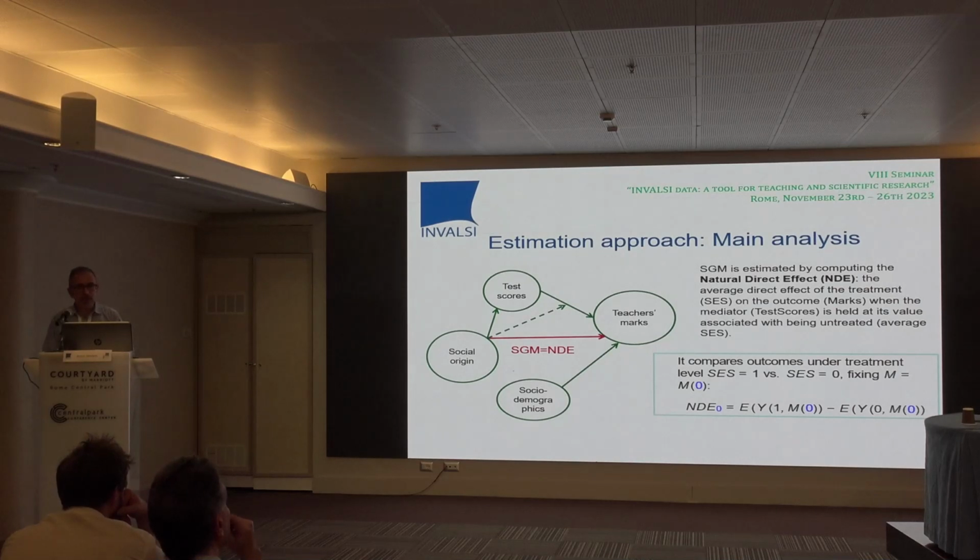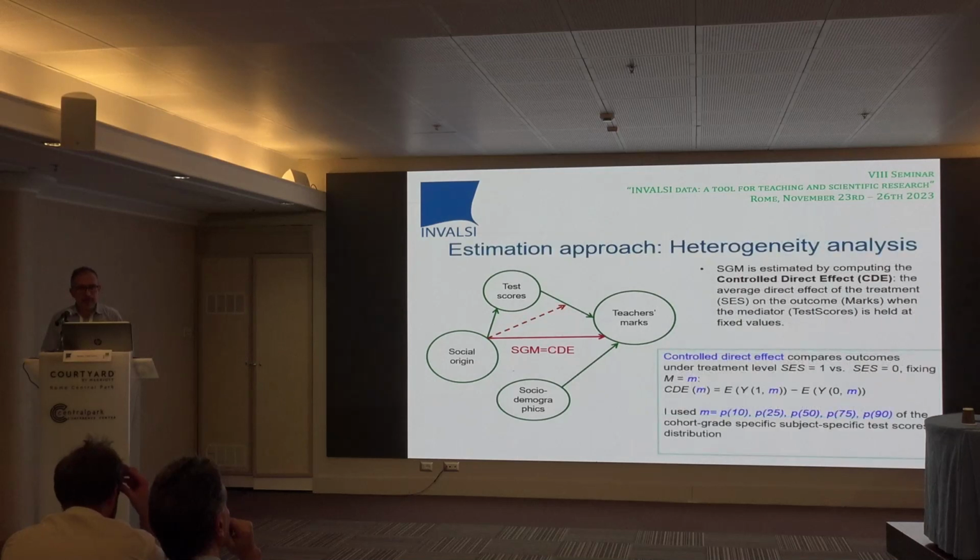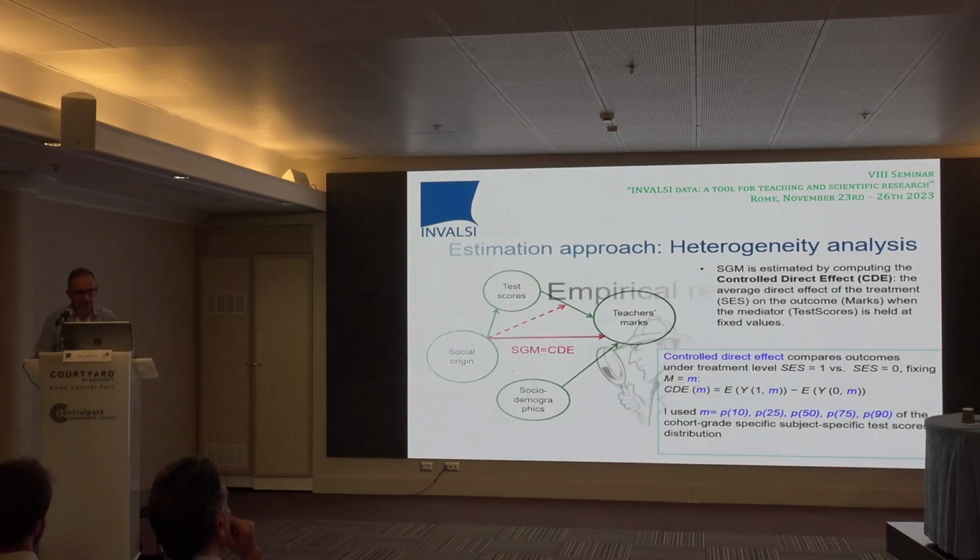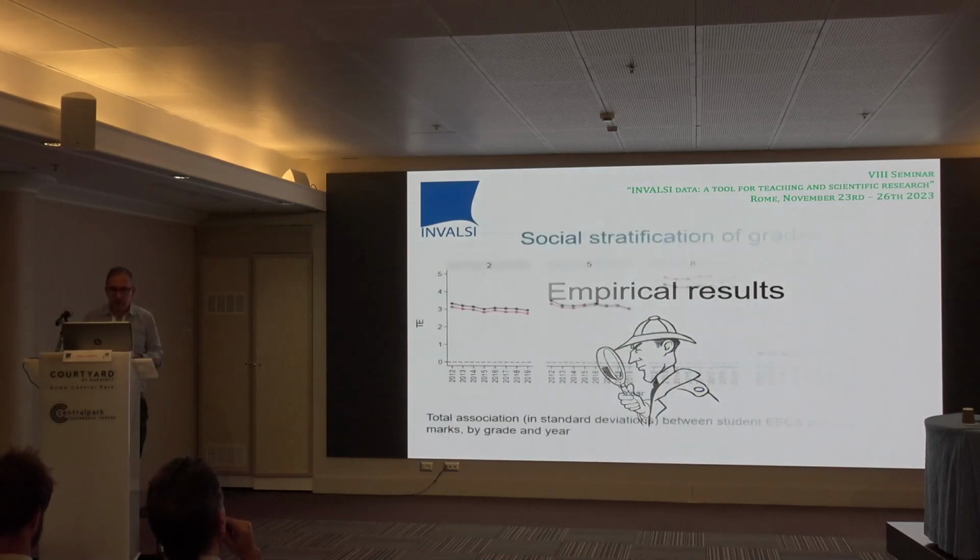What we are interested in is the so-called direct effect of social background, which in this framework is called the natural direct effect. In the heterogeneity analysis, I instead focus on the controlled direct effect, and estimate it for different percentiles of the grade- and course-specific distribution of test scores: the 10th, 25th, 50th, 75th, and 90th percentiles. So let's go to the empirical results.